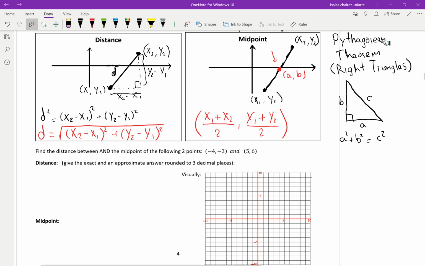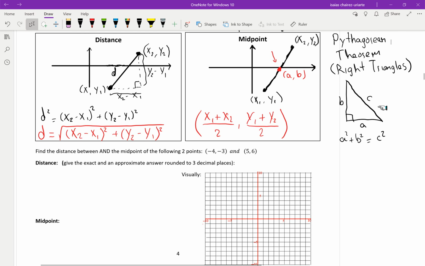First of all, you might have heard about this, you might not, but let me make you aware of this thing called the Pythagorean Theorem. The Pythagorean Theorem applies only to right triangles. Right triangles are triangles where one of the interior angles is 90 degrees. So this is a little illustration of what a right triangle looks like.